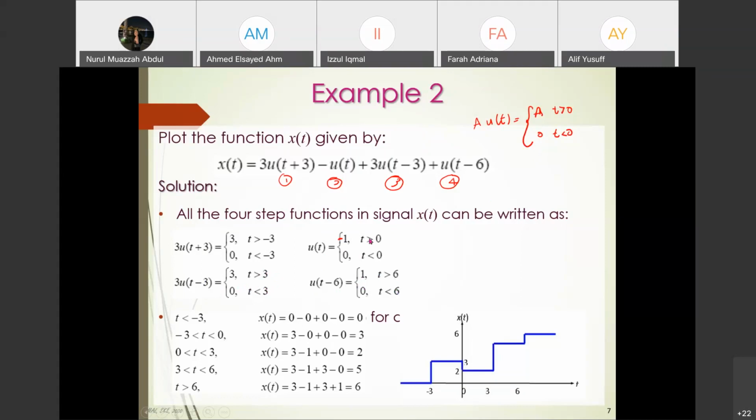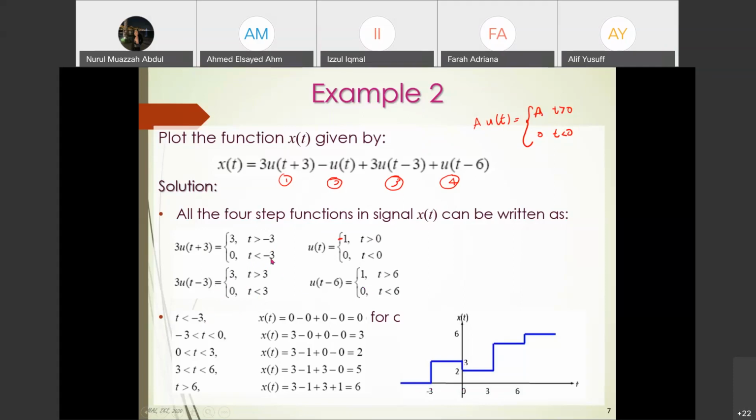Now we have to combine all the signals together based on the time involved. So you identify first what the time involved is. Looking at the time part here, the time involved is negative 3, 0, 3 and 6. So we start with t less than negative 3, the smallest. You know that the time involved will be negative 3, 0, 3 and 6.